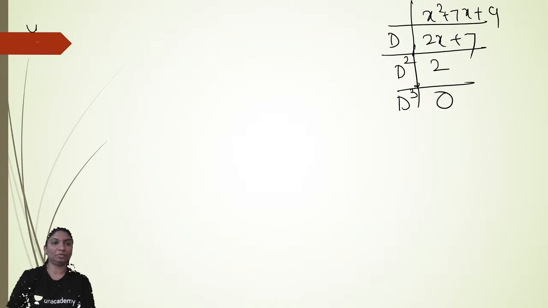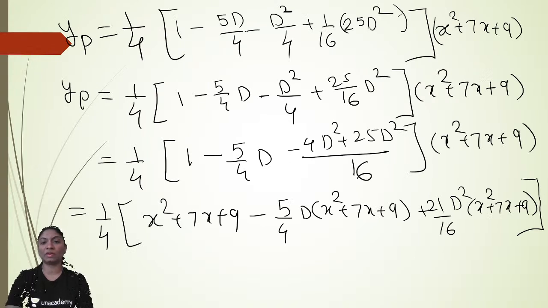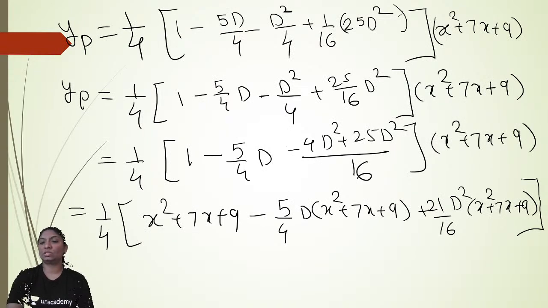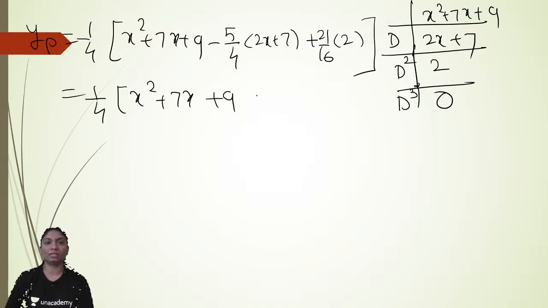So you will get yp is equal to 1 by 4 into bracket x square plus 7x plus 9 minus 5 by 4 into d of x square plus 7x plus 9. So that is here d of x square plus 7x plus 9 is 2x plus 7, plus 21 by 16 d square of that, that is 2. Okay, so you will get 1 by 4 into bracket x square plus 7x plus 9 minus 5 by 2x minus 35 by 4 plus 42 by 16, so here we can write 21 by 8.